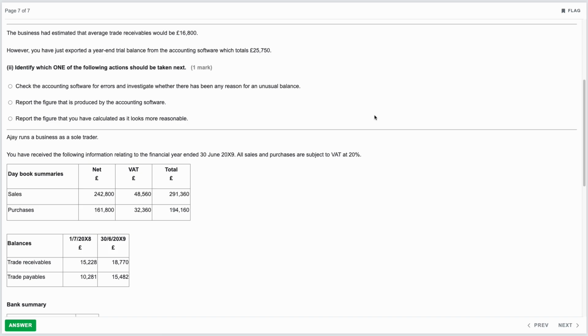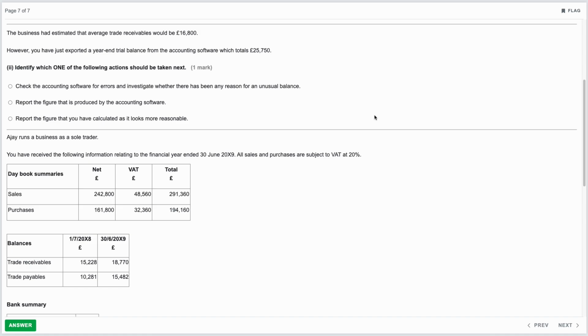So we've got three options. Check the accounting software for errors and investigate whether there has been any reason for an unusual balance. Well, that sounds a relatively reasonable option. Let's have a look at the other two. Report the figure that is produced by the accounting software. So I'd probably hold off from doing that until you've investigated why it's higher, because it is significantly higher.